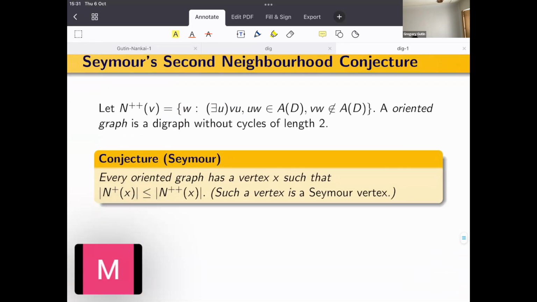Quite a while ago, Seymour suggested the following conjecture. Every oriented graph has a vertex x such that the size of its first neighborhood is less than or equal to the size of the second neighborhood, and such a vertex is nowadays called a Seymour vertex.